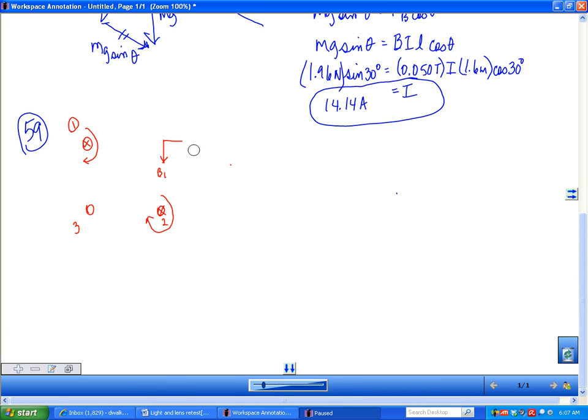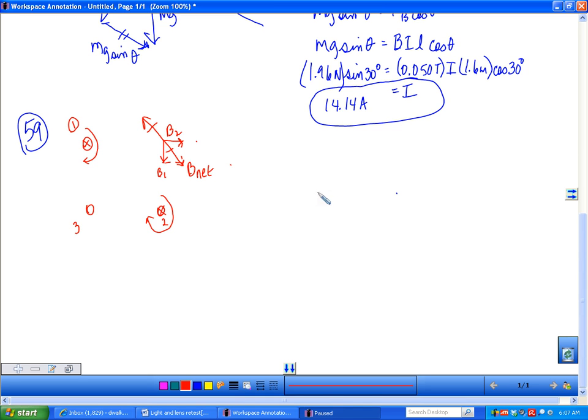And these should be the same size, since they're the same distance in the same field, same current. So there's B1 and B2. So the sum of those is going to be this right here. So that's the net B because of wires 1 and 2. So wire 3 has to create a field that opposes it, so these two cancel each other out. Hopefully that makes sense. I want them to cancel out because I want the net field here to be 0.